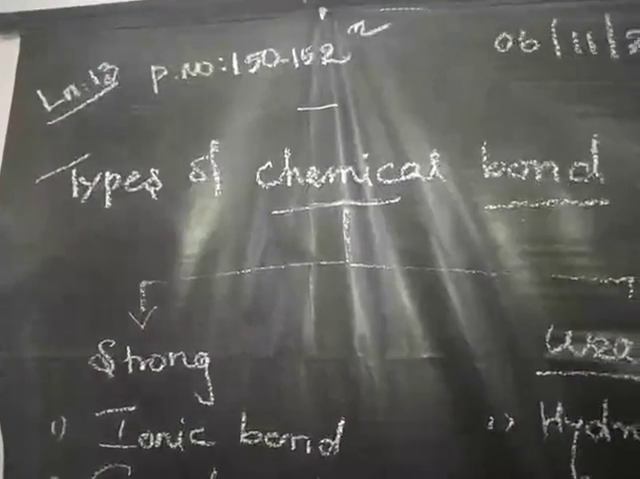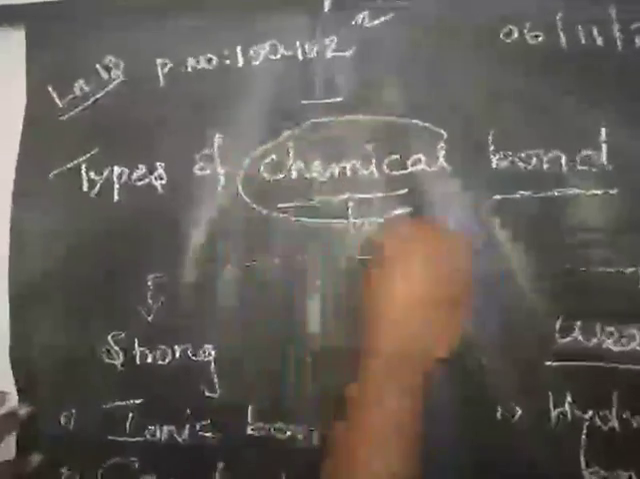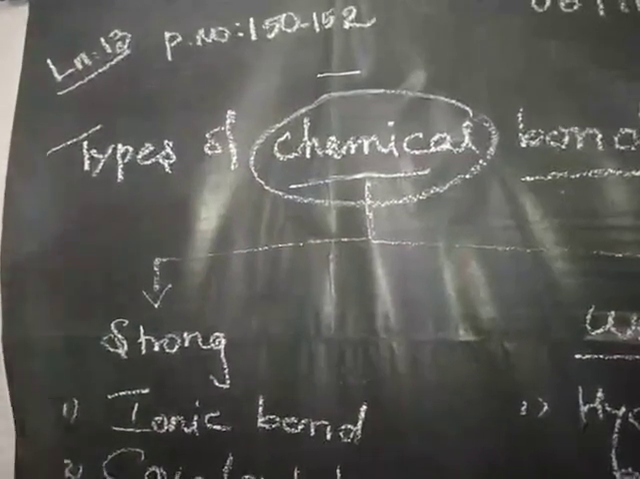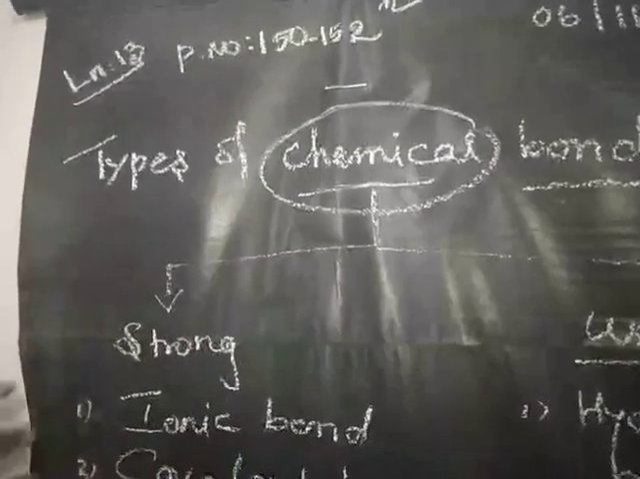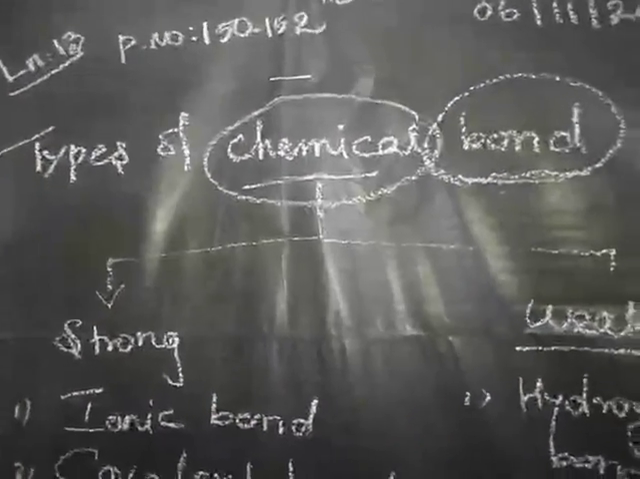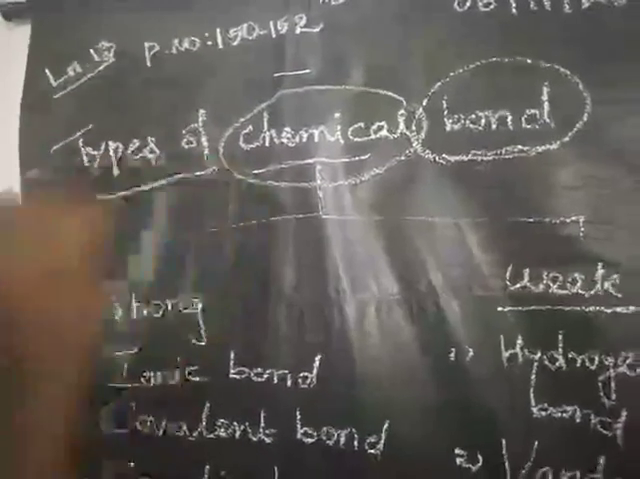Before that, what is meant by a chemical bond? Already we know what chemical means, the inner part takes part. What is meant by bond? Bond is nothing but a connection between two. So, types of chemical bond.